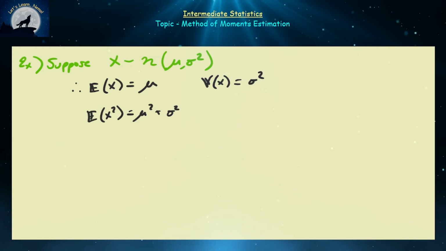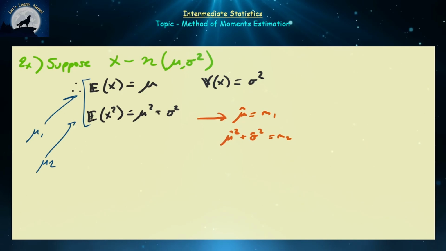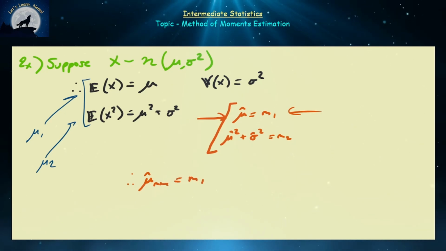Right, so this is going to give us expressions for our first theoretical moment, mu1, and our second theoretical moment, mu2. So therefore, approaching this in the same exact way as we did for the binomial, we're going to have that mu hat will be equal to m1, and mu hat squared plus sigma hat squared will be equal to m2. And this is going to give us a system of two equations, two unknowns. From the first equation, it's actually already solved for us. So therefore, we can say that mu hat MME will be equal to m1, also known as x bar in disguise.